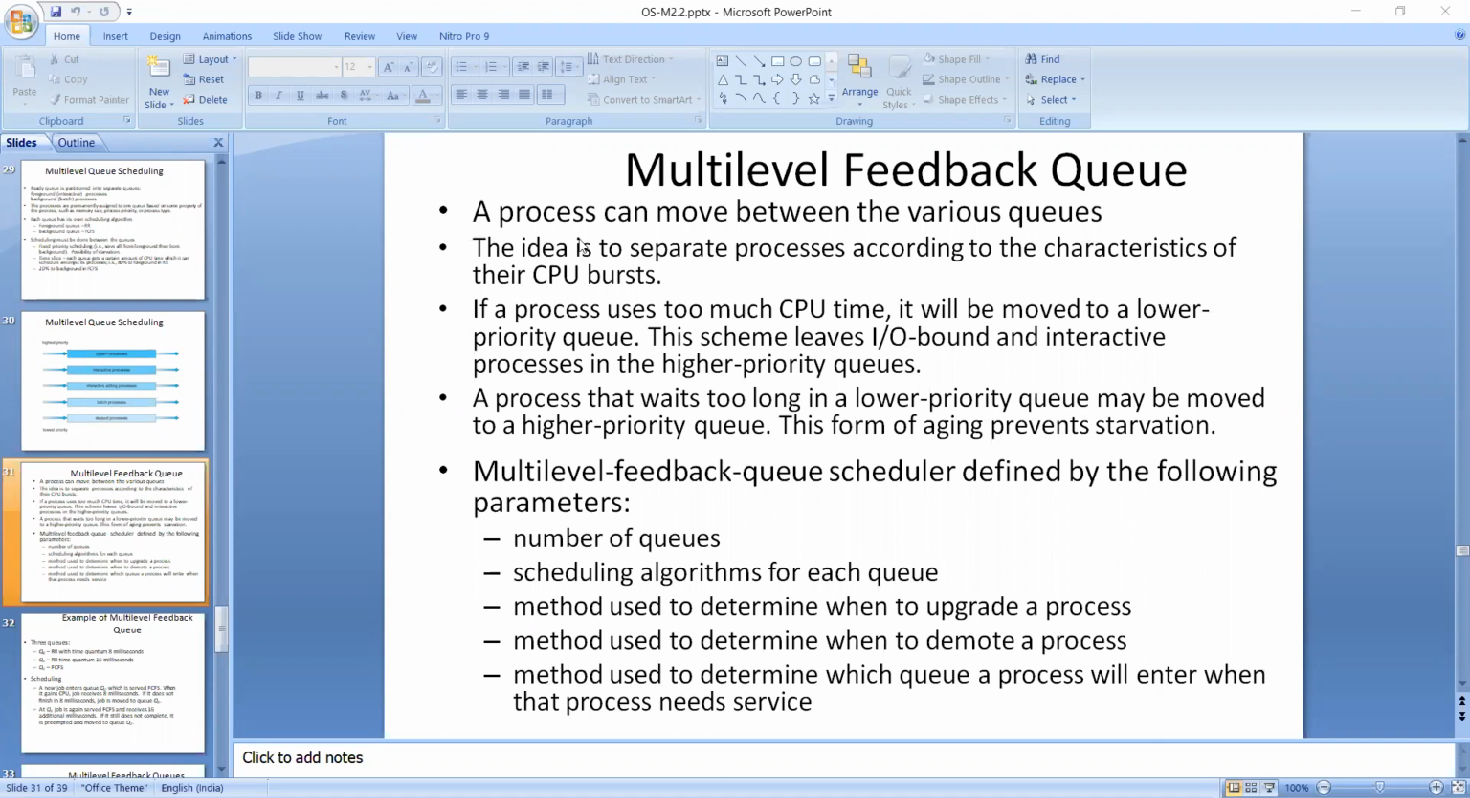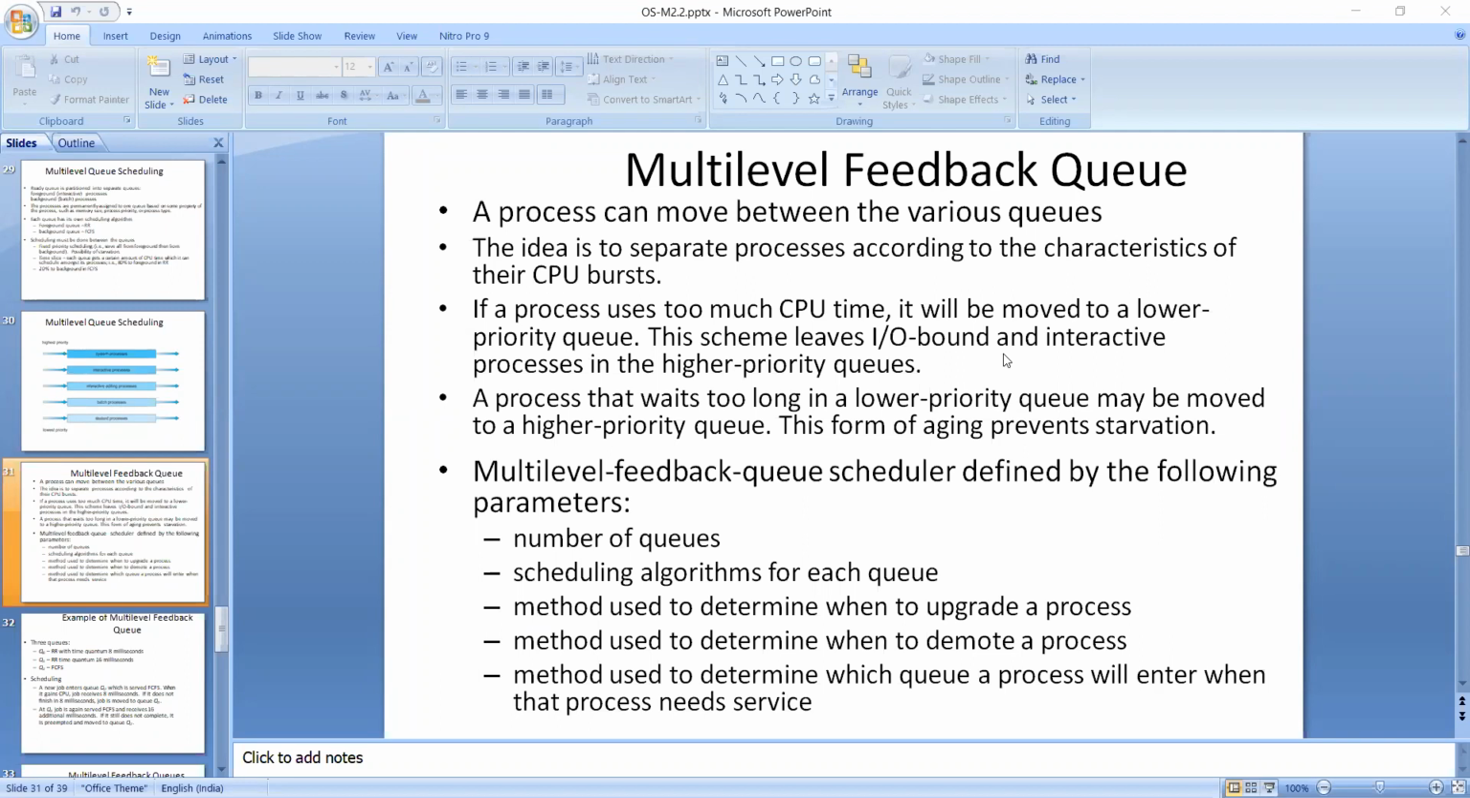Here is the multi-level feedback queue scheduling algorithm. It allows the process to move between the queues. The process can be moved between various queues in multi-level feedback queues. The idea is to separate processes according to the characteristics of their CPU burst. Processes will be separated here in multi-level feedback queues.